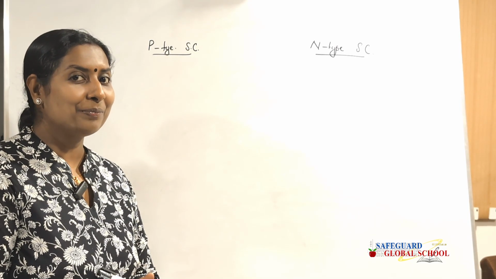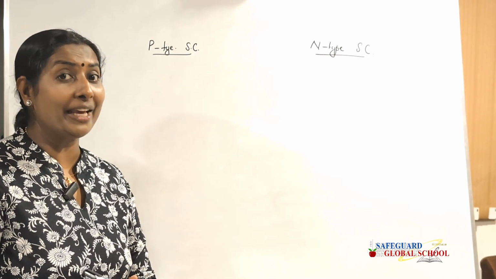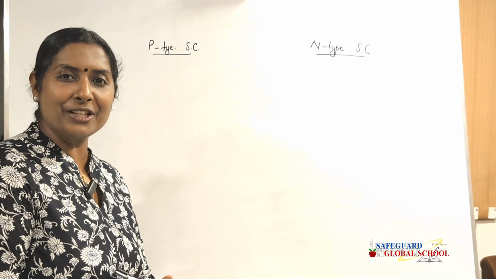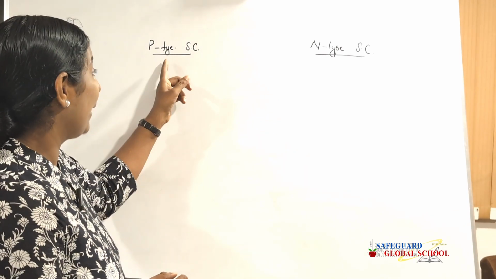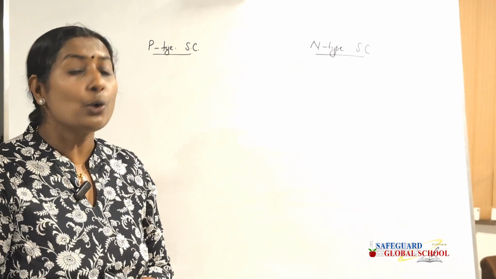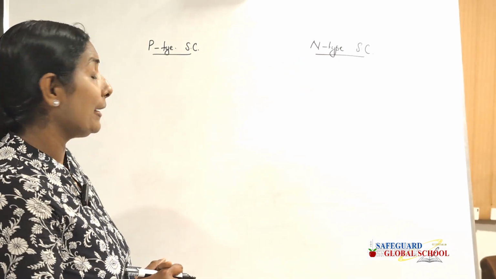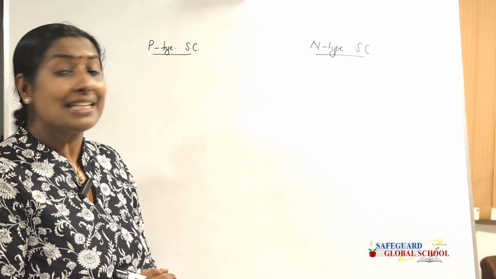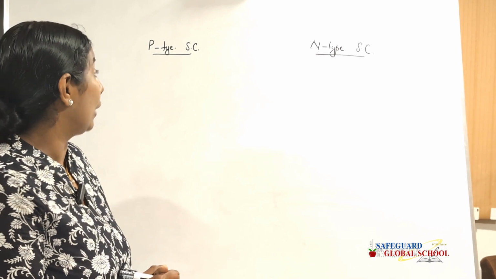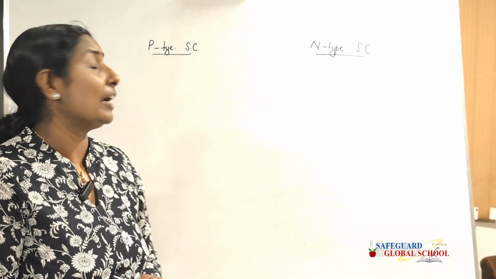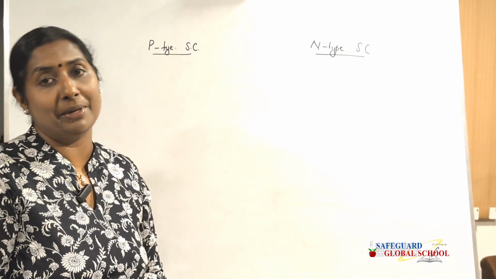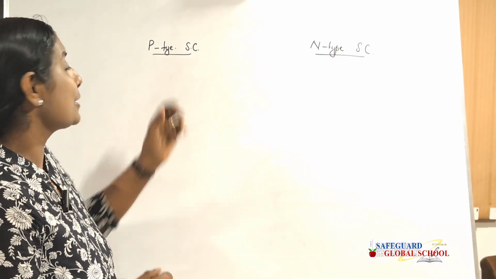Hello children, do you remember what we have learned about extrinsic semiconductors? Let us take a recap. What are the two types of extrinsic semiconductors? We know they are P-type semiconductors and N-type semiconductors. So in order to draw the P-type semiconductor and N-type semiconductor schematically, that is what we are going to study, and also we have to study the energy band diagram of P-type semiconductor and N-type semiconductor in this session. So let us go.